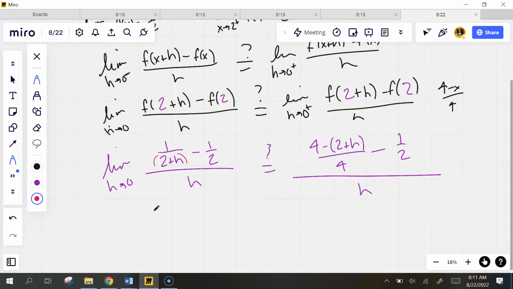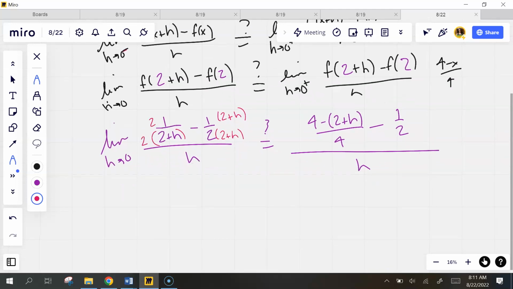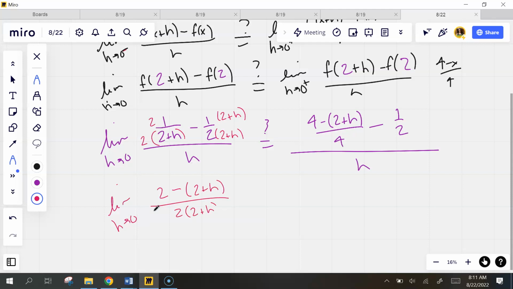I think I will give this one a 2, and I will give this one a 2 plus h. Does that make sense? So I have the limit as h goes to 0. This is 2 minus all of this, 2 plus h, over 2 times 2 plus h, all over h. Too fast? Too much? Are y'all still with me?